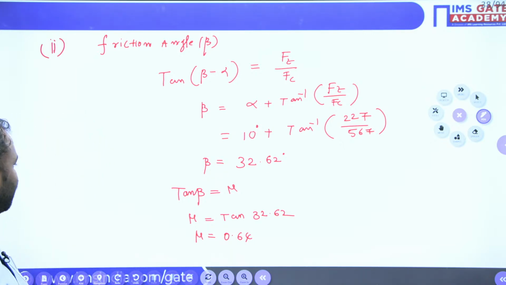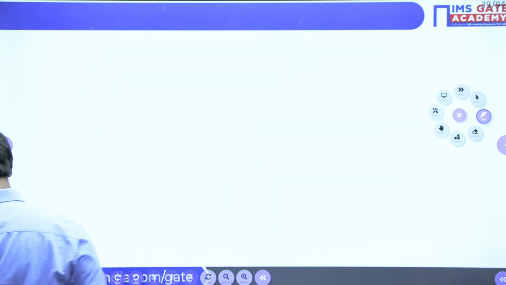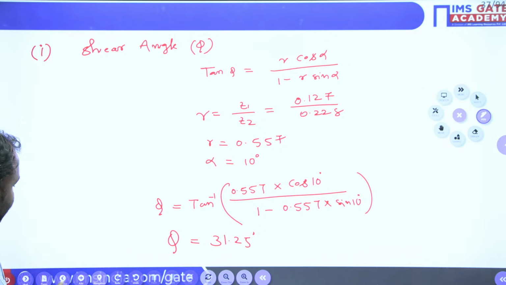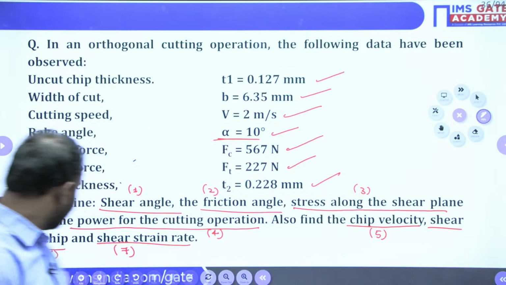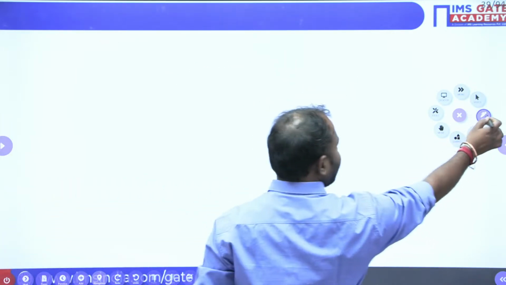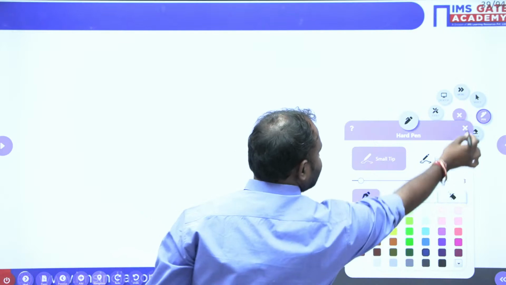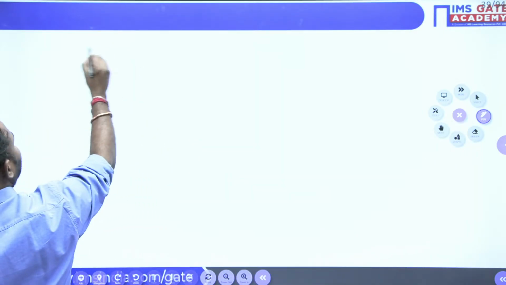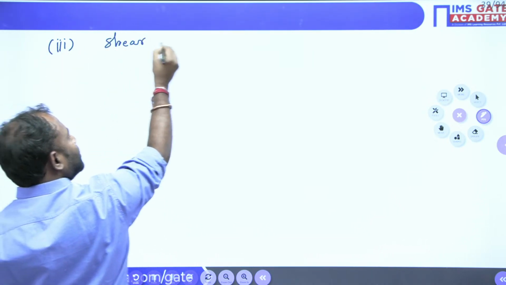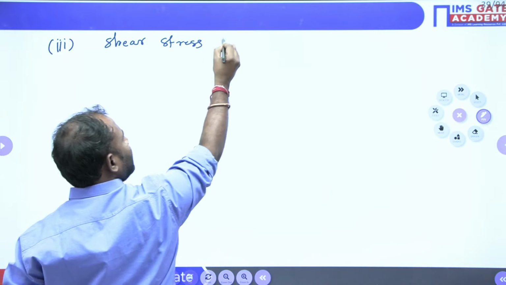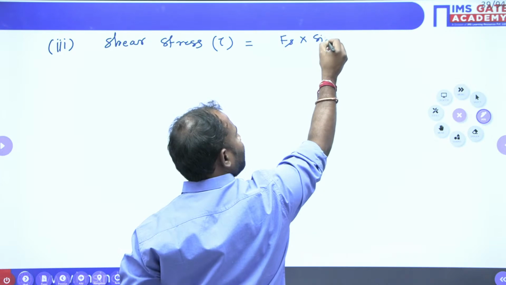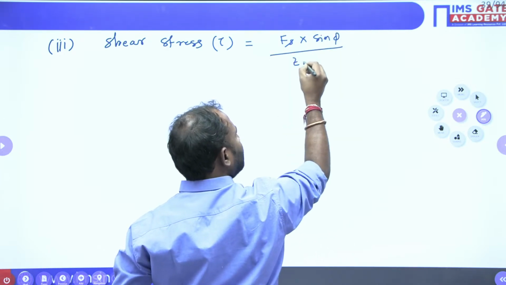Next, let us go for the shear stress along the shear plane. We have a relation for shear stress. Shear stress tau is equal to shear force Fs into sin phi divided by t1 into b.